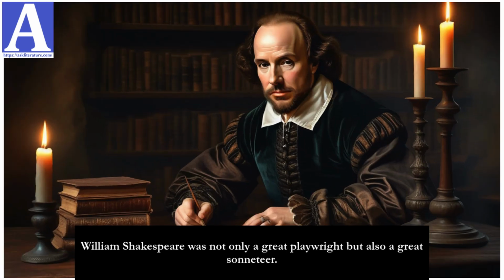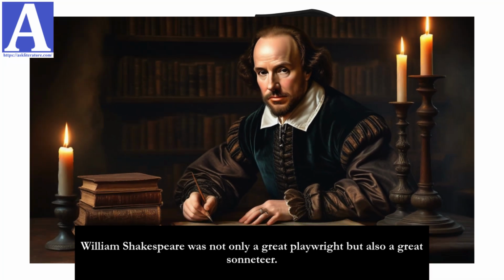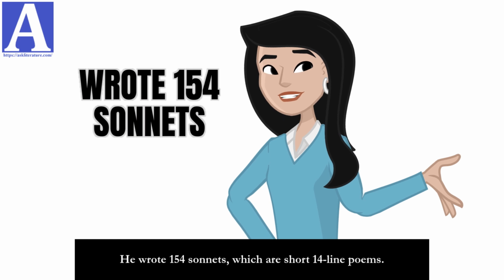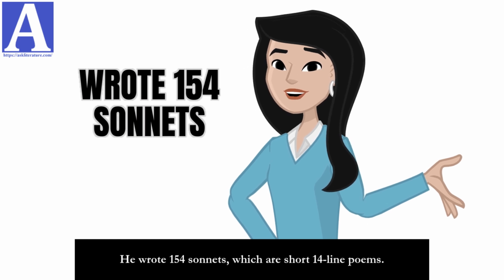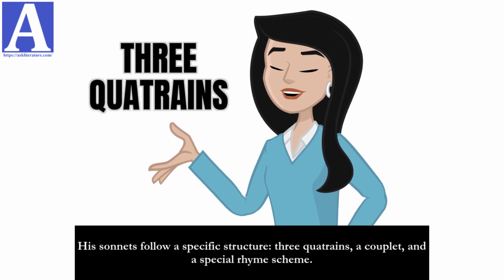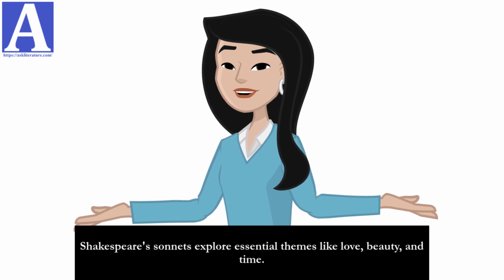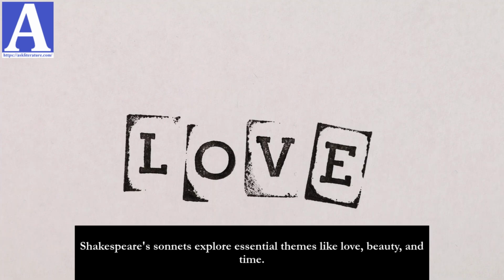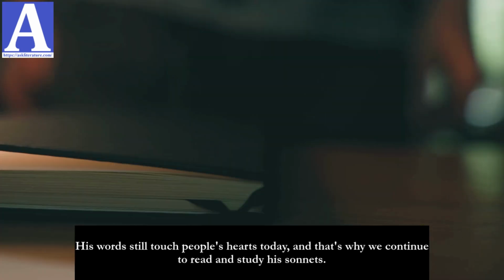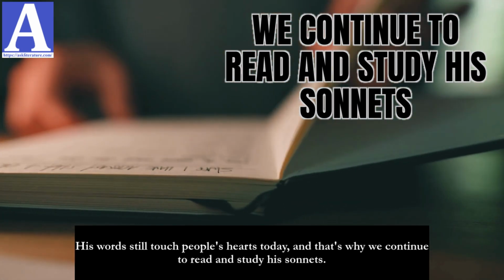Conclusion. William Shakespeare was not only a great playwright but also a great sonneteer. He wrote 154 sonnets, which are short 14-line poems. His sonnets follow a specific structure, 3 quatrains, a couplet, and a special rhyme scheme. Shakespeare's sonnets explore essential themes like love, beauty, and time. His words still touch people's hearts today, and that's why we continue to read and study his sonnets.